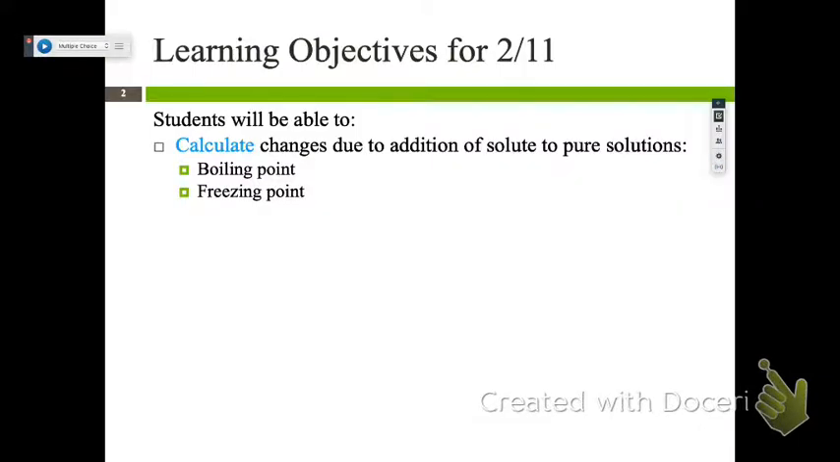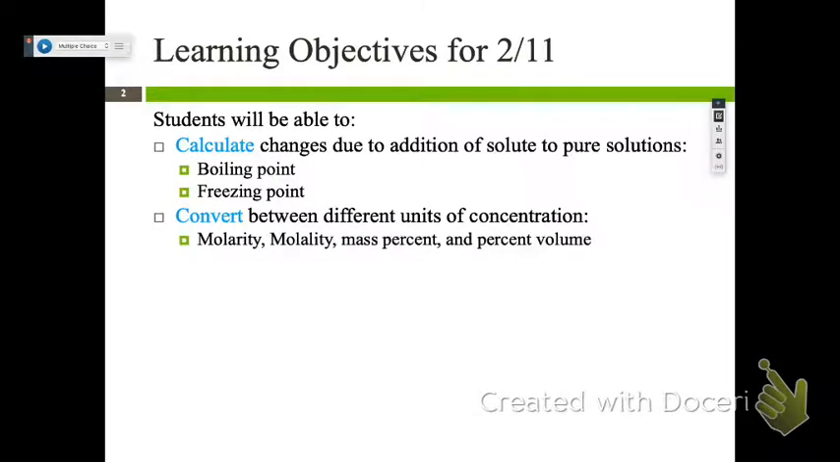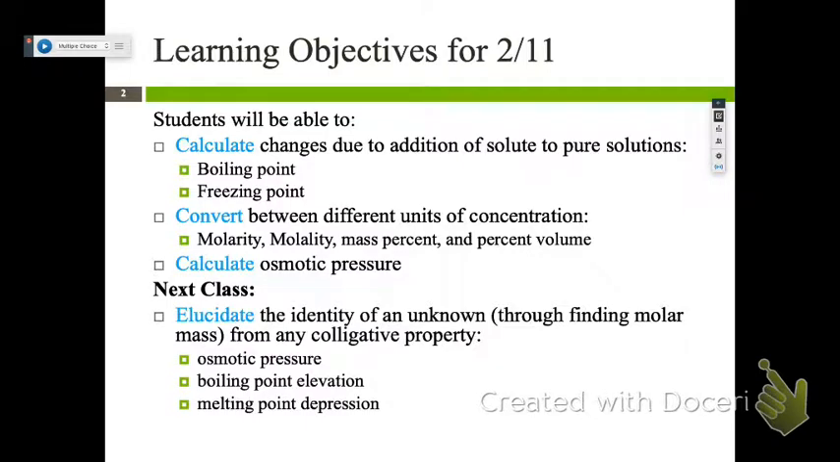All right, so our learning objectives for today, and for those who were not in my class before, just a reminder that these are your study guide for the exam. Go back through, look over all the learning objectives. That is what you need to be able to do for the exam. So calculate changes in boiling point and freezing point after the addition of solute to pure solvent. We're going to do a little bit of conversion between units of concentration, and we're going to calculate osmotic pressure today. For next class, we're going to be building on what you guys did in the homework. It sounds like it was a little bit rough, but we want to figure out what the identity of an unknown is through all the different types of colligative properties, and we could throw Raoult's law and vapor pressure in there as well.